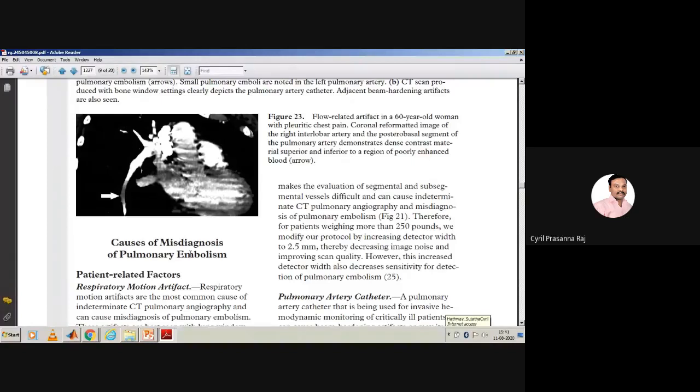But there are also certain artifacts that can occur. There are also some defects. There are also some misdiagnoses that can occur. Okay, so for that also they have given some images.